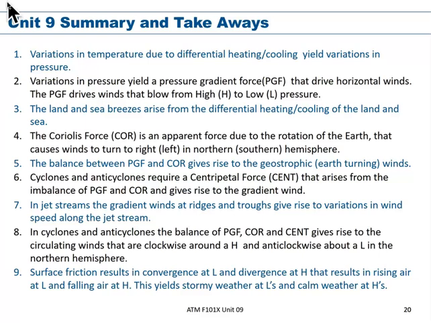5. The balance between the pressure gradient force and the Coriolis force gives rise to the geostrophic or earth-turning winds. 6. Cyclones and anticyclones require a centripetal force that arises from the imbalance of the pressure gradient force and Coriolis force and gives rise to the gradient wind. 7. In jet streams, the gradient wind at ridges and troughs give rise to variations in wind speed along the jet stream. 8. In cyclones and anticyclones, the balance of pressure gradient force, Coriolis force, and centrifugal force gives rise to the circulating winds that are clockwise around a high and anti-clockwise around a low in the northern hemisphere.